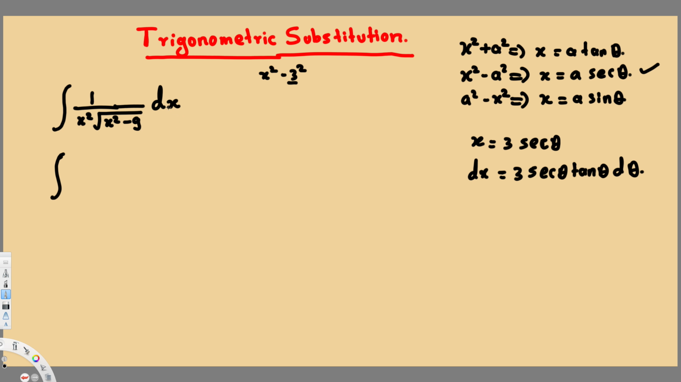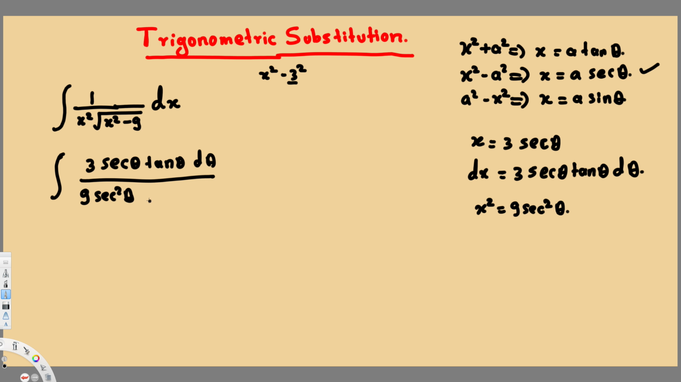Here, instead of dx, I replace this one. So this is going to be 3 sec theta tan theta d theta on top, and in the denominator we have x square. If I square this one, x square is going to be 9 sec square theta. So that's the one we are going to put right here. So this is going to be 9 sec square theta, and in the square root we have x square again, so we are going to put this one again, 9 sec square theta minus 9.